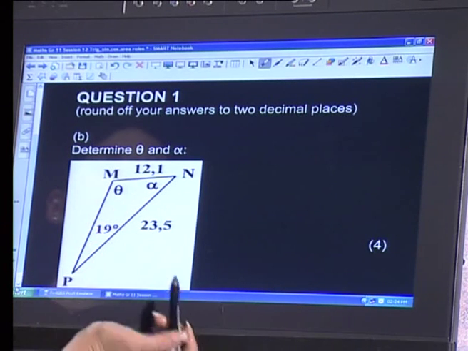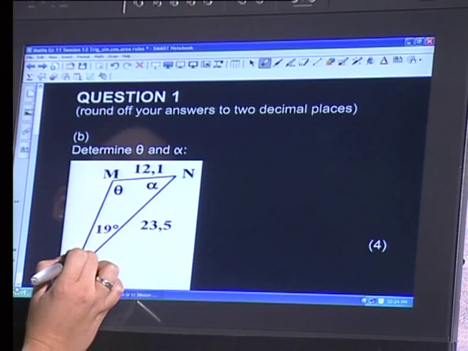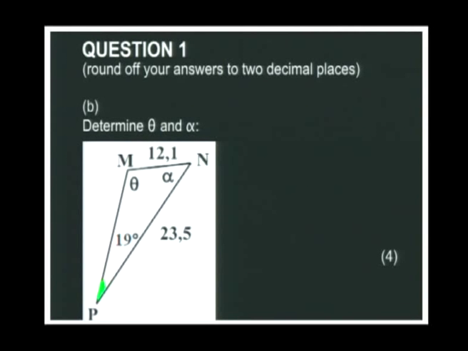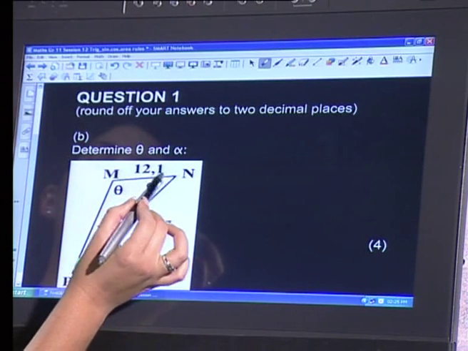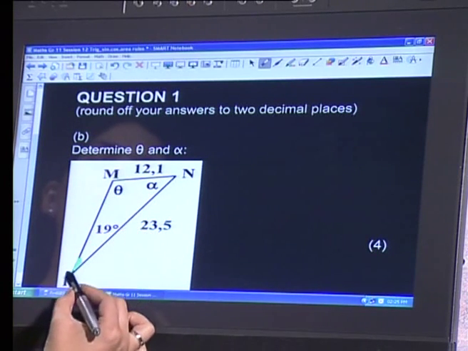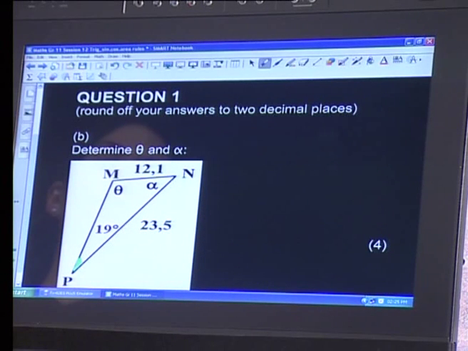The other information they've given us is an angle of 19 degrees, and basically that means this over here has a value of 19 degrees. They've given us 2 sides. They've told us that MN is 12,1 units, and that PN is 23,5 units.